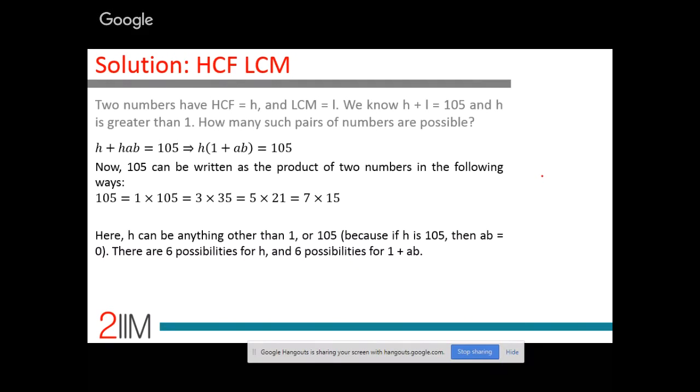For each of those 6, we'll get a value for AB. So 6 values of H, 6 values of AB. That's not enough. That doesn't mean there are 6 pairs possible, but given an AB, there could be multiple possibilities for A and B. If A into B is 6, then AB could be 1, 6 or 2, 3. And so worry about that also.